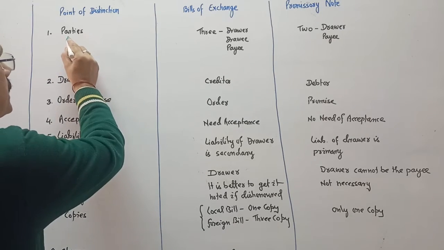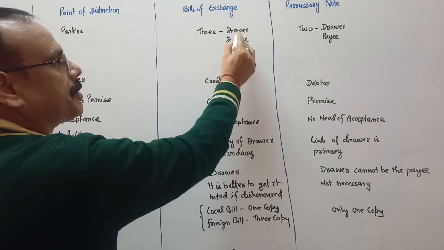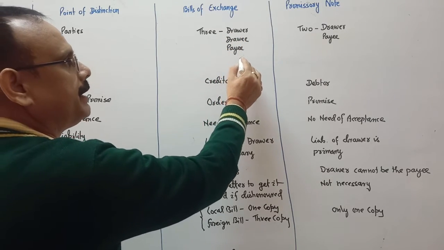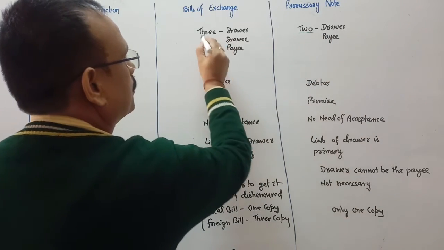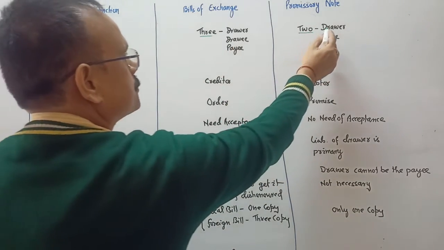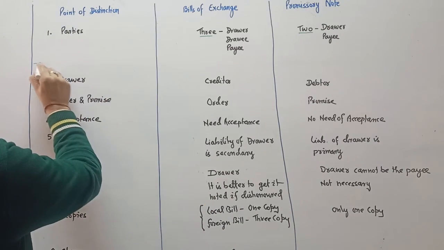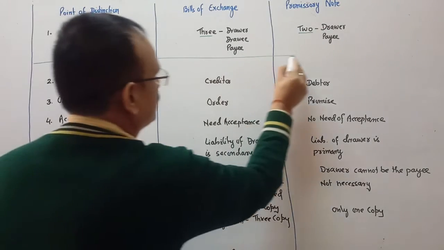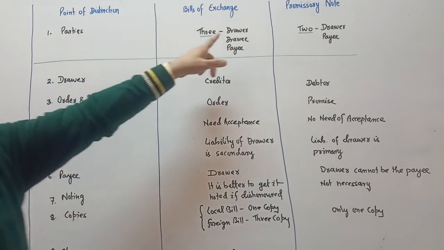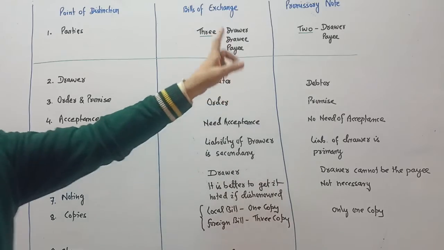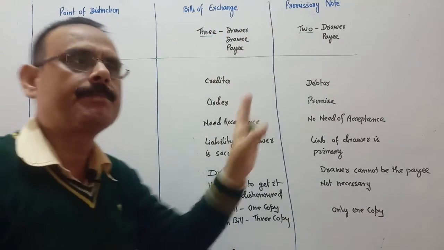So as far as parties are concerned, in bills of exchange there are three parties: drawer, drawee and payee. And in promissory notes there are two parties, only two: drawer, meaning maker, and payee. This is the first point of difference. Is it clear? Three parties in bills of exchange, and in promissory notes, two parties: drawer, meaning maker, and payee.